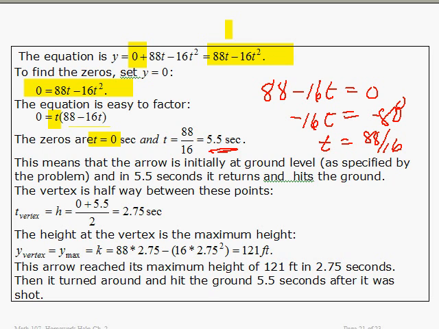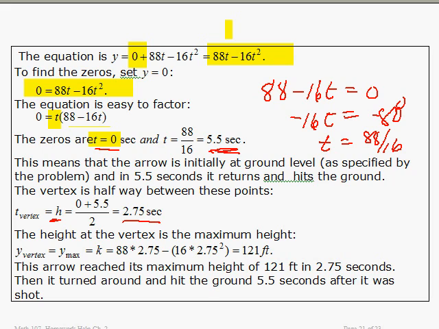Okay, so now you have these two numbers. You know that the arrow is on the ground at t equals 0, and you know the second time that it's on the ground, 5.5 seconds. So where is it at its peak? Halfway between those numbers. So here's your h. You average those two numbers and you get 2.75 seconds.